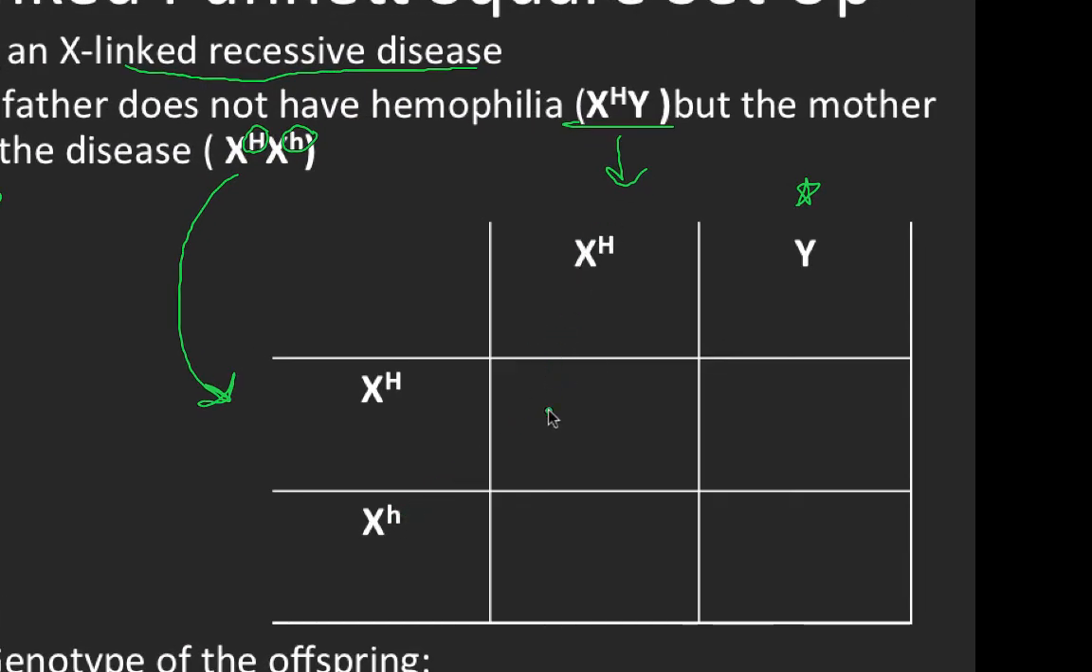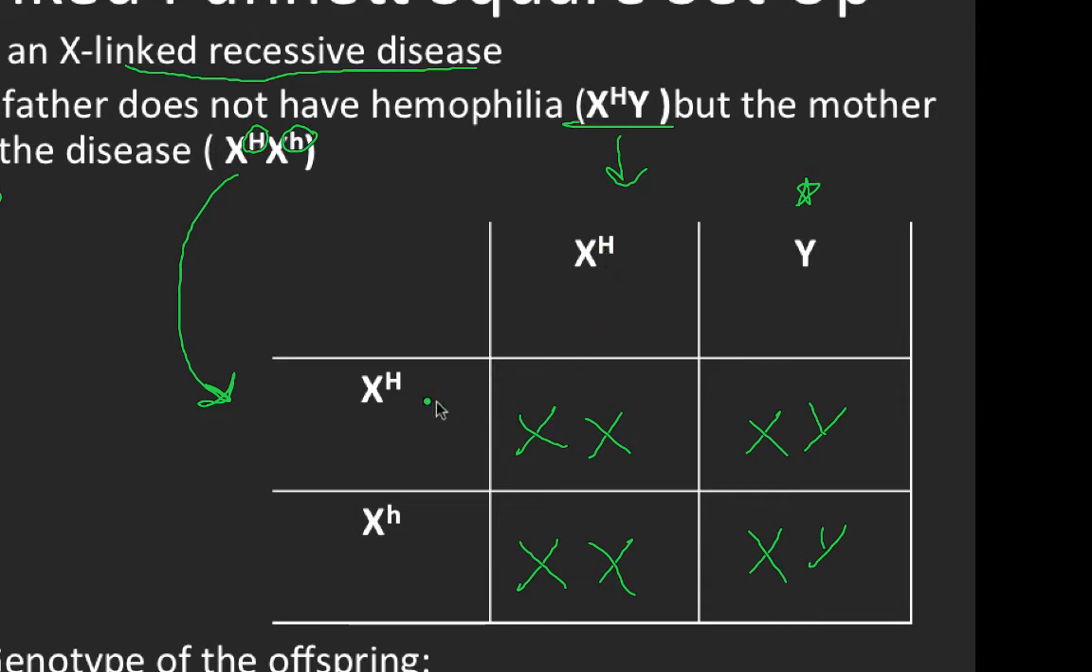So now we go through and complete our square. We have X X, let me come down again, here's another X, this would be X and Y, and this is X and Y. All right, hopefully you can see right now it's a 50-50 chance of having a boy, 50-50 chance of having a girl. Now we go through and plug in those alleles appropriately.